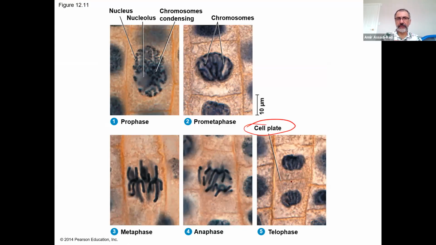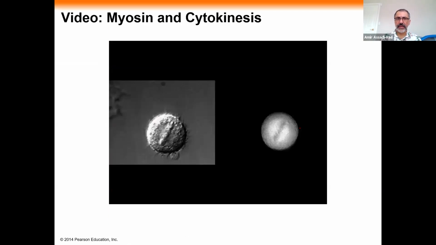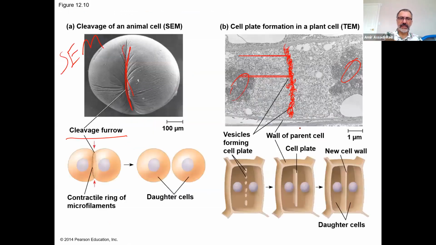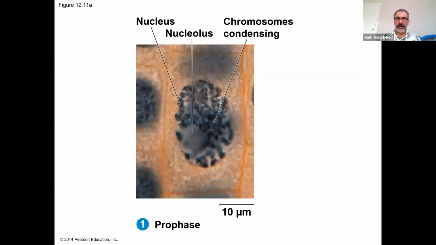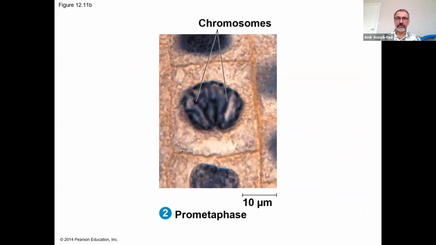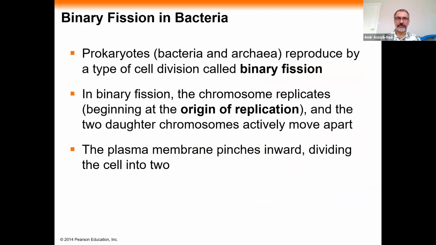Okay, and of course, prophase, metaphase, anaphase, and telophase. So whenever you see the cell plate, that has to be telophase. Whenever you see a cleavage furrow, that has to be telophase. So that's good information for your lab material, lab practical, and so on and so forth. Here they're showing you the cells.